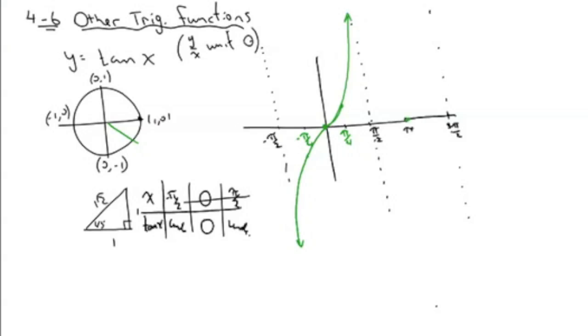And if we look at it, it's going to shoot up this way. If I plugged in 5 pi over 4 on the right, that would be positive. And over here would be 3 pi over 4, and that one would be negative. So you'd be over this way. So this graph just keeps picking itself up and copying itself down every pi. The period here is pi.